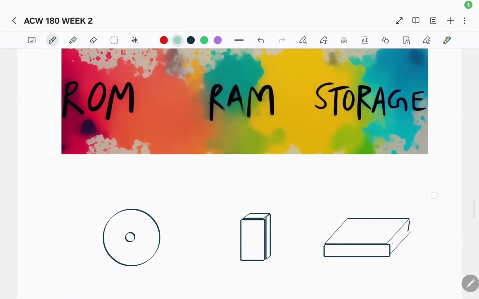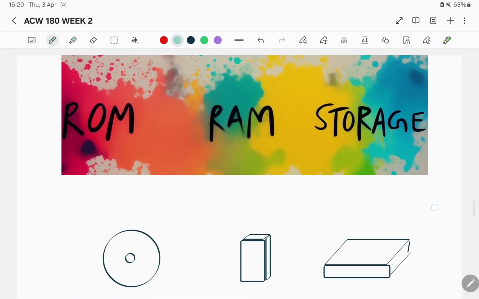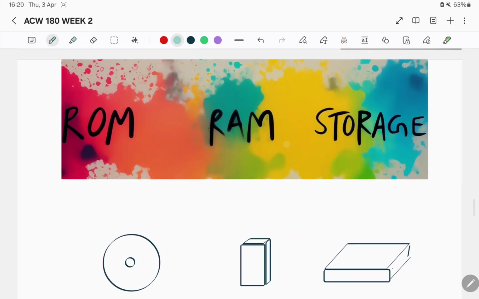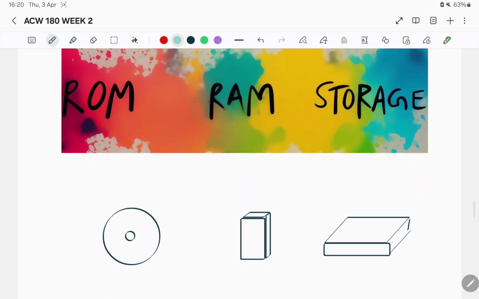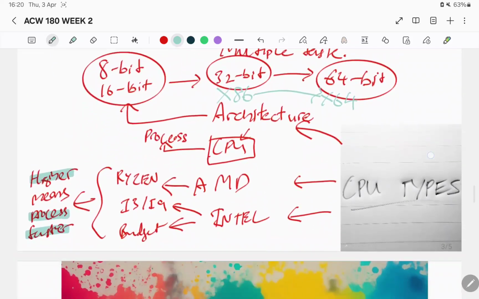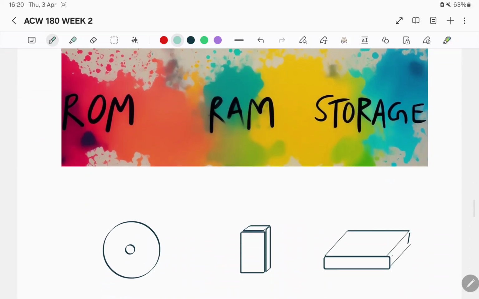Welcome back to the final part of this lecture. We're looking at the ROM, RAM and storage together with the motherboard and the power supply unit. So once you understand about the CPU, which means how the computer computes, then we look at how these other parts of the computer work, right?